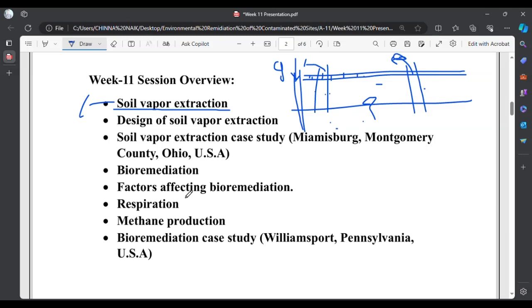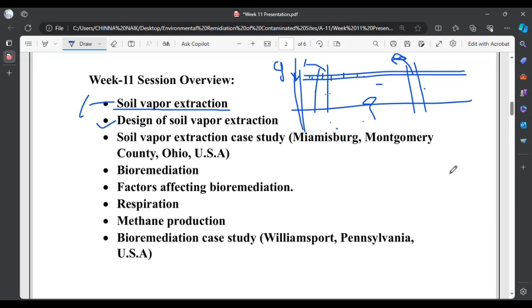After that, we discussed the design part of the soil vapor extraction method. Mainly four things we have to find out. One is the estimation of total mass of contaminant to be removed, as I discussed earlier, whether there is NAPL or no NAPL. We have derived these two formulas, and by using them we can estimate the mass of contaminant to be removed from the contaminated cell.